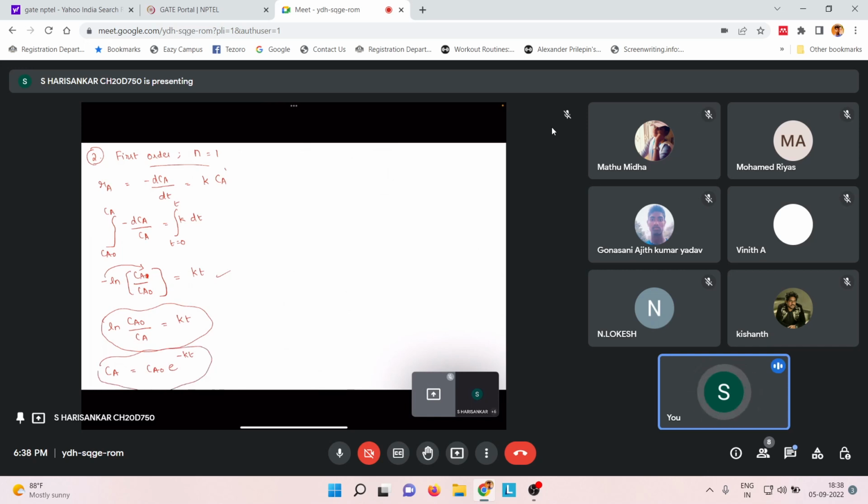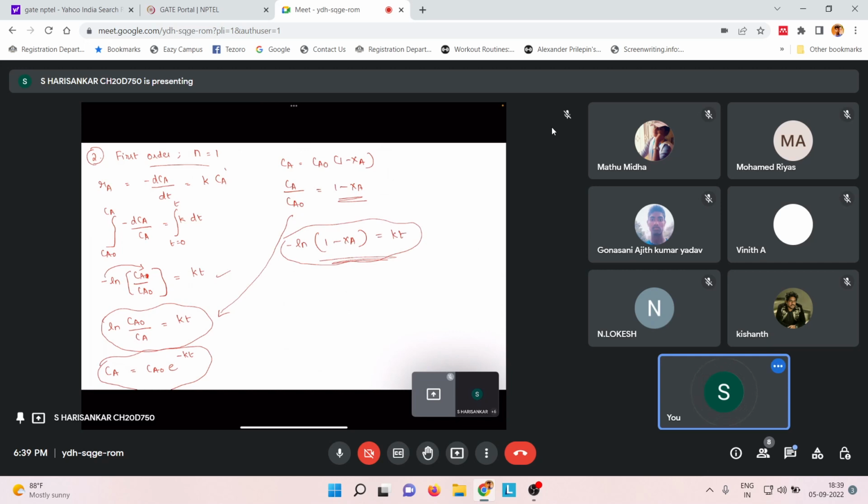Okay. Now, if you want this first order equation in terms of the conversion, we can also do that, because we learned that Ca is equal to Ca0 into 1 minus Xa. So, Ca by Ca0 will be just 1 minus Xa. So, just have to substitute this equation here. So, it will be minus ln 1 minus Xa is equal to kt. So, this is another form of the first order equation.